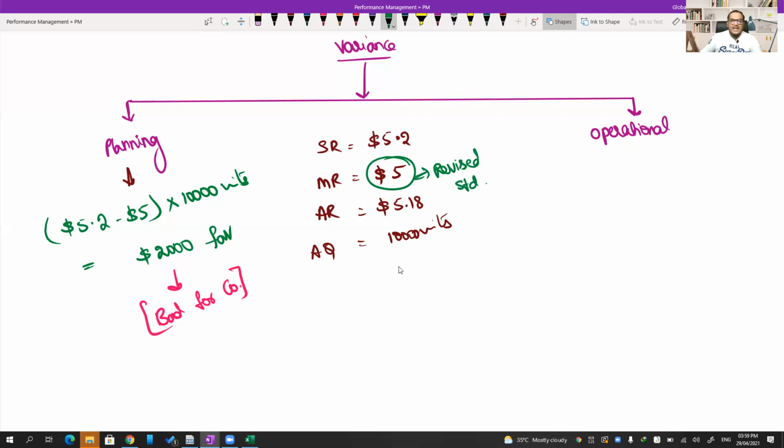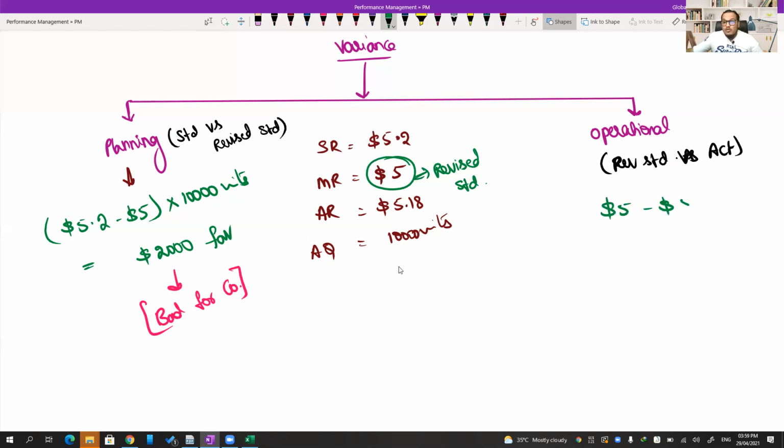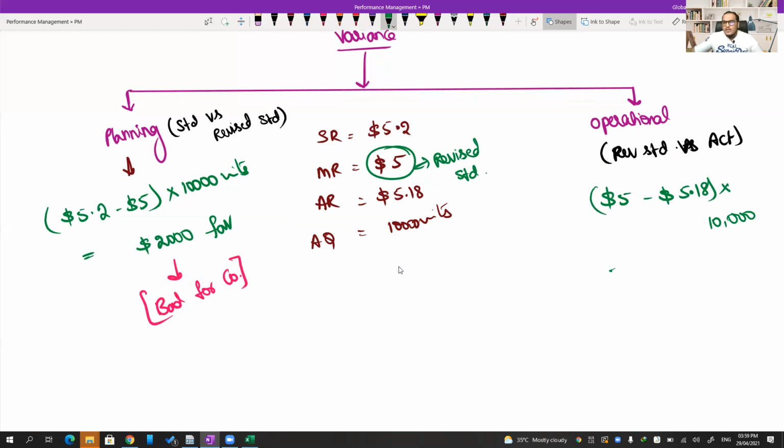Okay, so for your kind information, planning variance is the difference between the standard versus revised standard, and your operational variances are the difference between the revised standard and the actual. Revised standard versus actual figures, that is your actual operational. So here what it should have been, $5 minus, actually they spent 5.18 into the 10,000 units. That means they have actually spent how much extra? Minus 1,800.